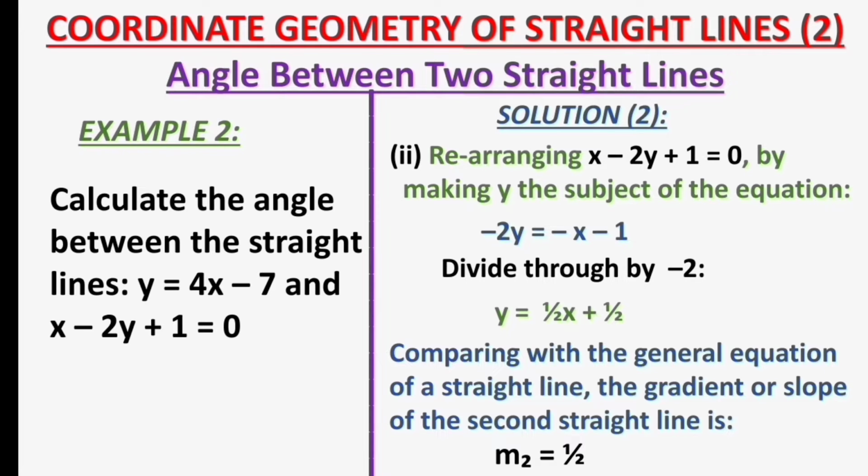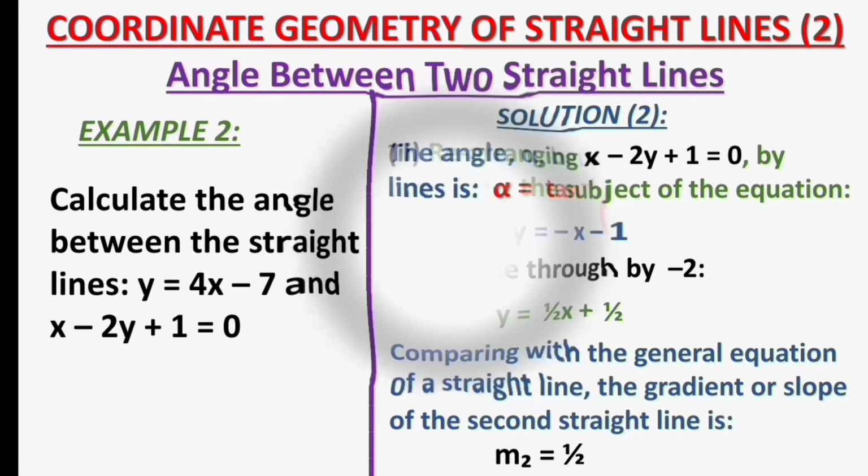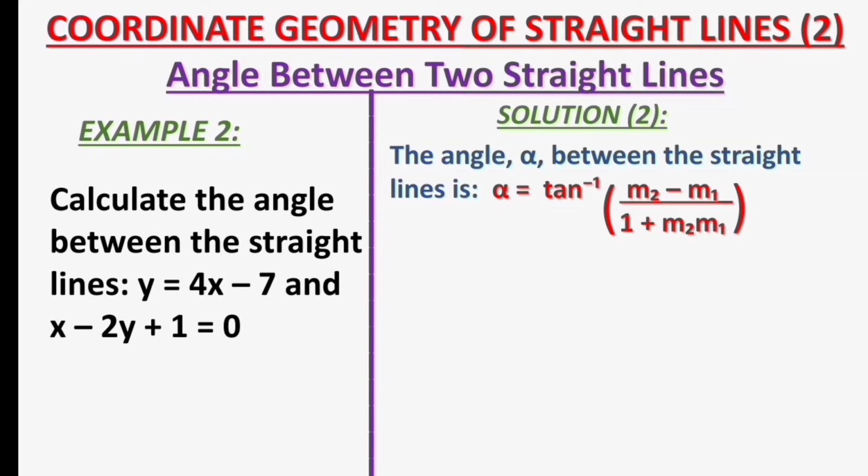Next, can you tell the formula for the angle alpha between the two straight lines having gradients m1 and m2? Let's see if you can. The angle alpha between the straight lines is alpha is equal to the tangent inverse of m2 minus m1 divided by 1 plus m2 m1. I hope you got that right.